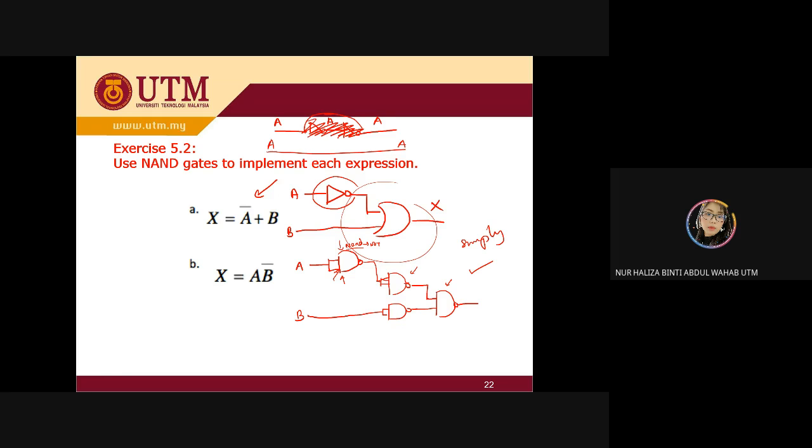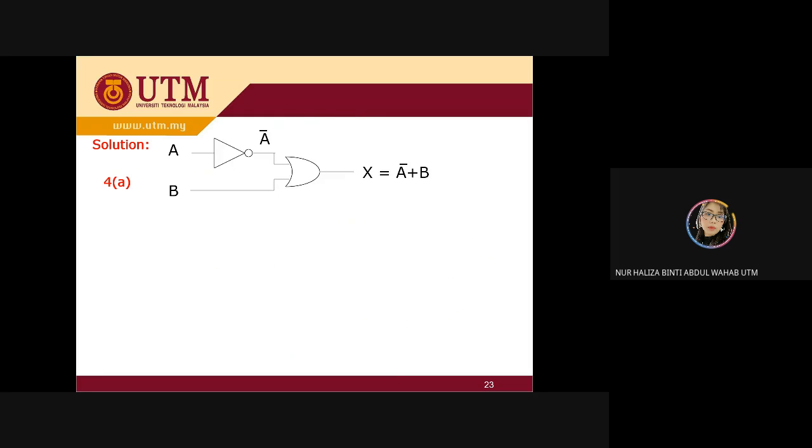So in between, if you have two NOT gates, you're going to remove them. That's why you can see here, you have a NOT gate at this part and it is connected directly to another NOT gate. You're going to remove these two and your final answer will be like this. So let's take a look in terms of the proper way.